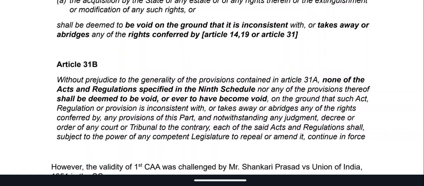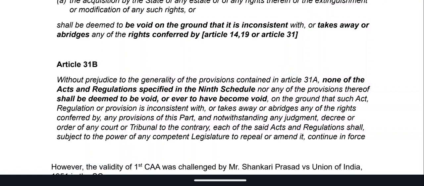So this is the level of aggressiveness that was there in the ninth schedule. However, till today there is no such ninth schedule. Subject to correction, I think from 1978 onwards or 1971 onwards, this ninth schedule concept has been completely removed.